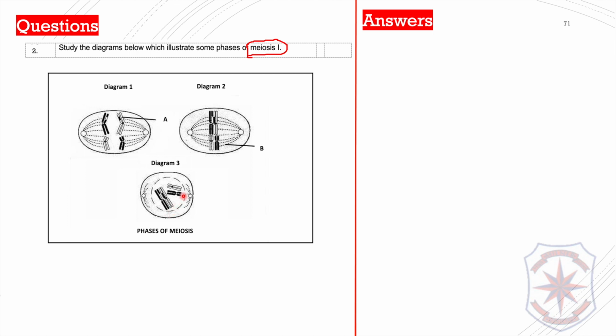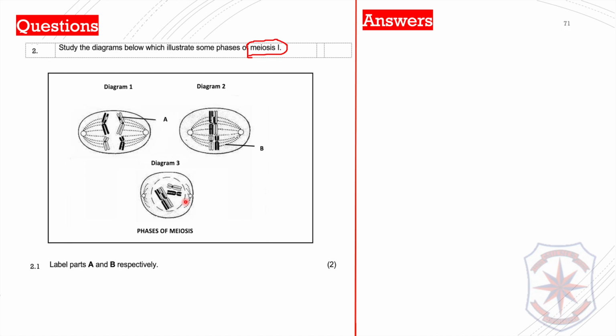Chromosomes are arranged as homologous pairs, number 1, and number 2, crossing over is taking place. All right? So that's why we can confidently say that this is prophase 1. We have studied the diagram. Now we are confident and ready to answer the questions.